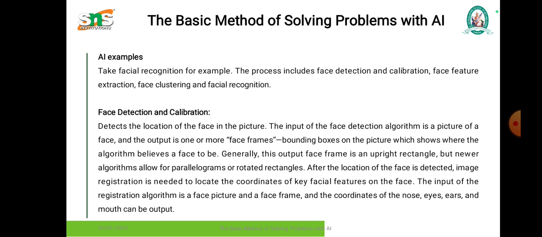So these are the 5 processes of facial recognition. This is an example of the 5 basic methods of solving a problem with the help of AI. We can use these 5 processes to easily solve basic problems with the help of AI.